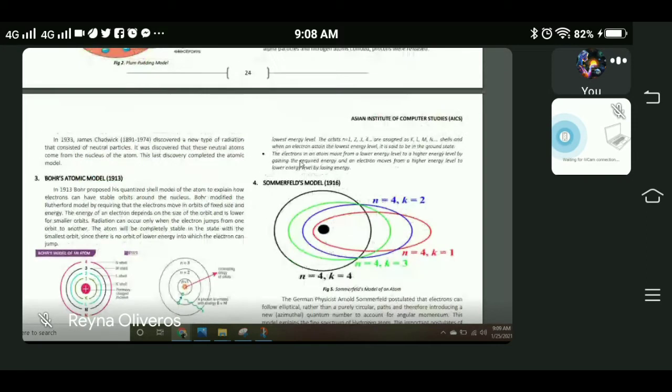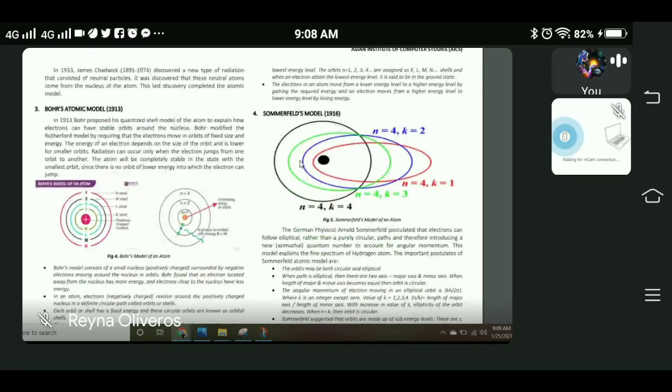So let us now proceed with atomic model number 3, which is Bohr's atomic model. It was discovered in 1913. Okay? So in 1913, Bohr proposed his quantized shell model of the atom to explain how electrons can have stable orbits around the nucleus. So Bohr modified the Rutherford model by requiring that the electrons move in orbits of fixed size and energy.